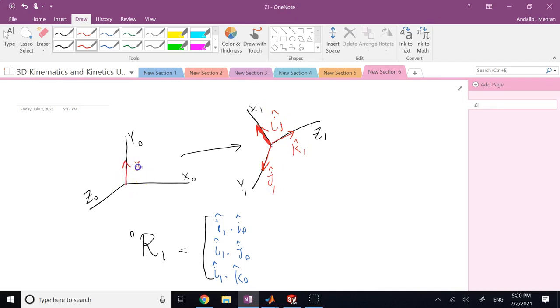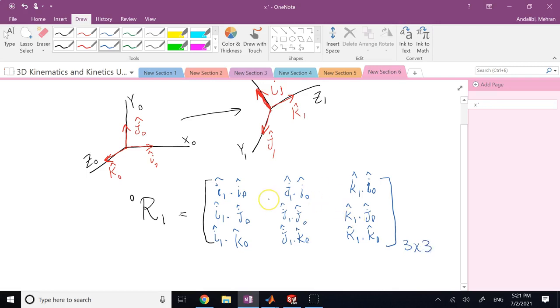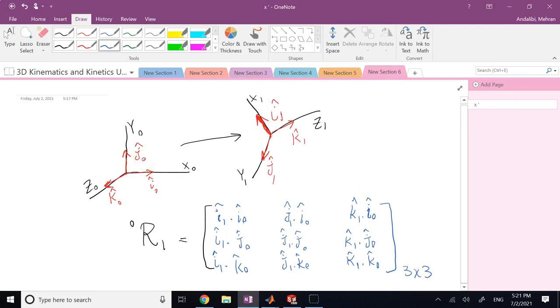And similarly here, I have J0, this is I0, this is K0. So the first column of that will tell you how the X1 axis is oriented with respect to frame 0. The second column will be like J1 dot I0, J1 dot J0, and J1 dot K0. So it specifies the orientation of the Y1 axis, and similarly the last one is K1 dot I0, K1 dot J0, and K1 dot K0. So you see, it's made of 9 numbers. It's a 3x3 matrix, and these 9 numbers perfectly describe the orientation of each one of these axes with respect to the old frame.